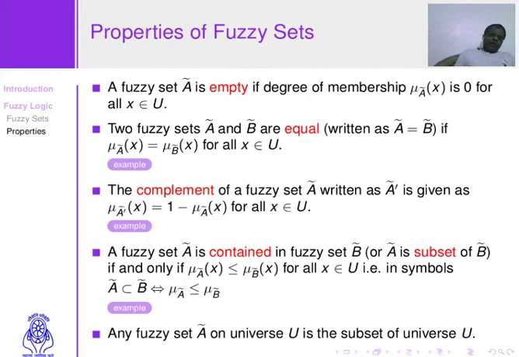Okay. Let us discuss now some properties of fuzzy sets. Most of the properties that classical sets follow are also followed by fuzzy sets. So a fuzzy set A is considered an empty fuzzy set if the degree of membership mu A(x) for all the elements is 0. Then a fuzzy set A is considered an empty fuzzy set.